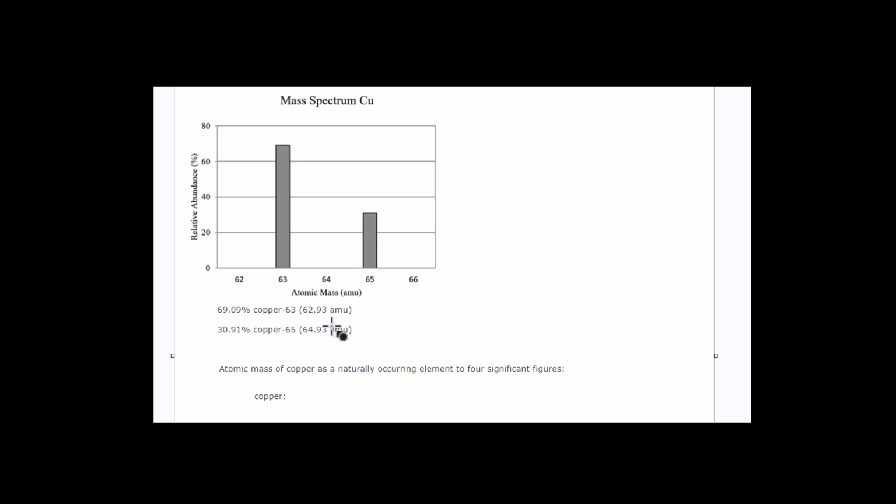Well, which one is it? Well, it's a blend of these. The atomic mass of copper is a blend of these 2 types of atoms. We're going to have to calculate that blend. Now, you can look at the graph and say, okay, we got a lot of 63 weight.